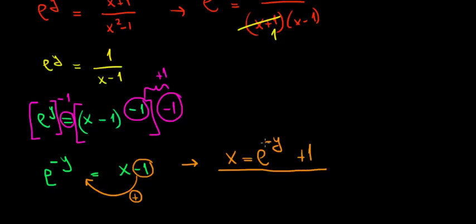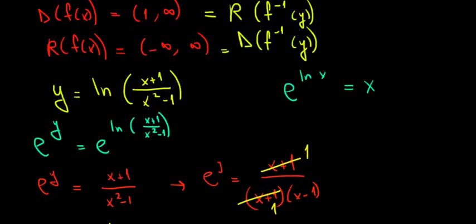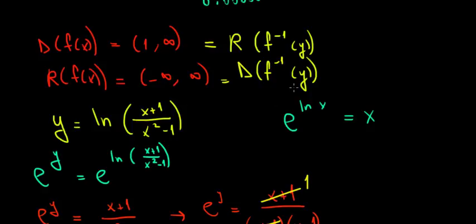And what are our domain and range? Well, we gave it already at the beginning of the question. This is the domain of our inverse, from negative infinity to infinity. And this is the range of our inverse, from 1 to infinity. And that's it. We are done.